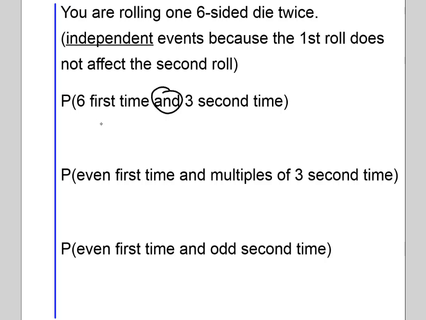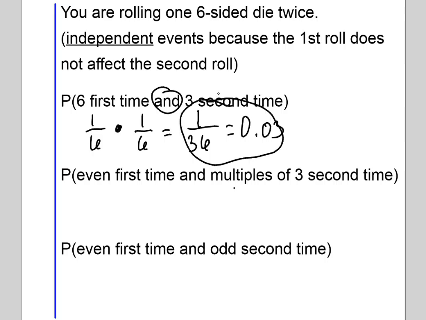How many 6s are on a 6-sided die? There's 1 out of 6. We multiply this by the probability of getting a 3. There is 1 three out of 6 sides. There's a probability of 1 out of 36. Remember, when you're multiplying fractions, you multiply both the numerators and the denominators. 1 out of 36 is equal to 0.03. This is a very small chance that you would roll a 6 and then a 3.